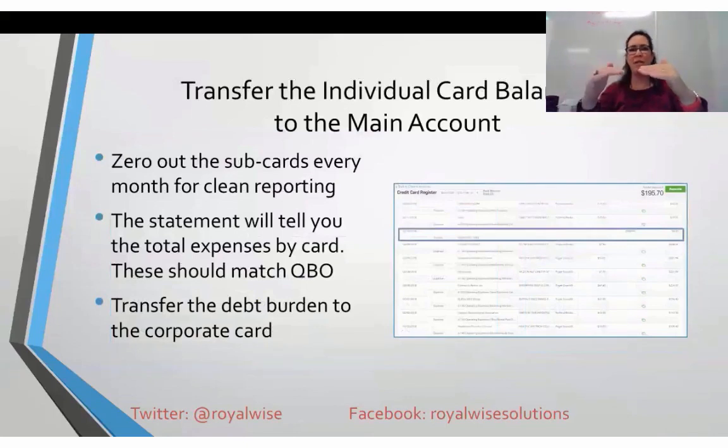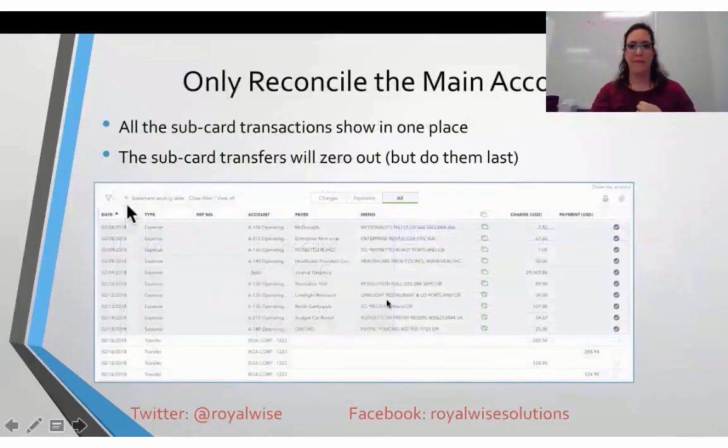So you just see if they've spent 100, like on the example here, 195.70, you're going to see when you reconcile 195.70 in and 195.70 out, because it's showing the corporate card out and the sub card in from that little transfer that I'm telling you to make. So it adds up to 0, and it doesn't change your reconciliation, but every month everybody's card goes to 0.